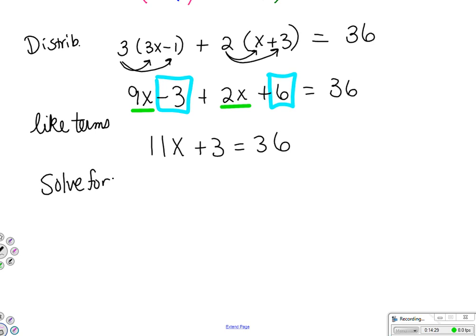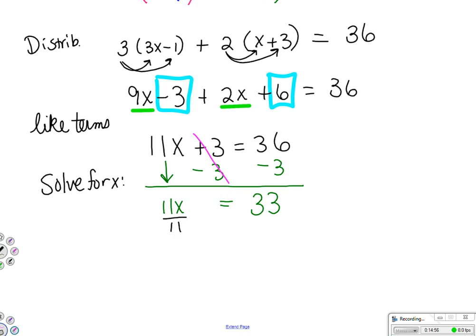Solve for x. Now you're down to a nice little two-step equation. Let's use a different color. Subtract 3 from each side, right? We want x's on one side, numbers on the other. This 11x adds with 0 to give me 11x. This goes to 0, and 36 minus 3 is 33. In steps, the division step: we can get rid of the 11 and bring us down to 1x equals 3, or we could say x equals 3.